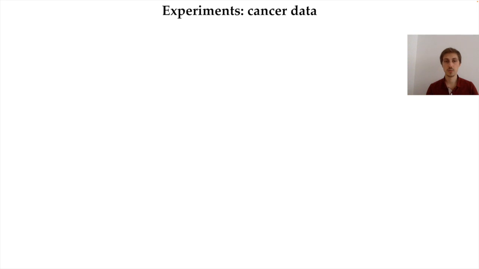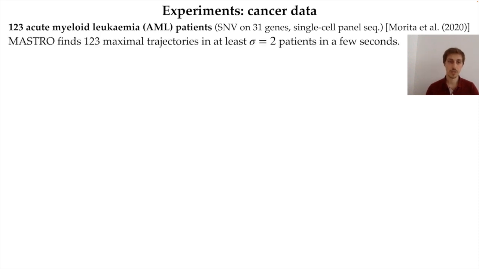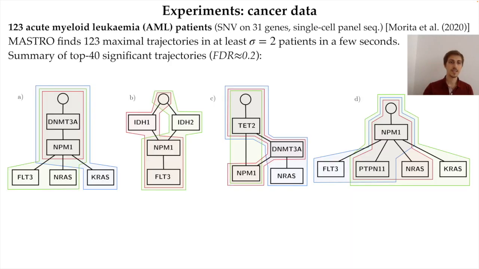Now I would like to present you some of the experiments we performed in our paper. We applied Mastro to cancer data from 123 acute myeloid leukemia patients. On this data, Mastro finds 123 maximal trajectories that are observed in at least 2 patients in a few seconds, so it is very fast. It also identifies 40 trajectories as the most significant with small FDR that we show in this figure. Instead, I would like to present you a summary of these trajectories in which we show that they can be composed into 4 major different progression patterns that are observed in different subsets of the patients.